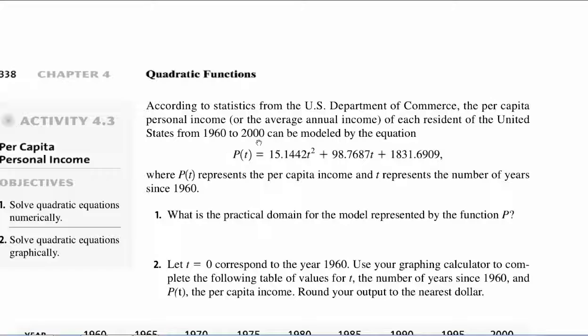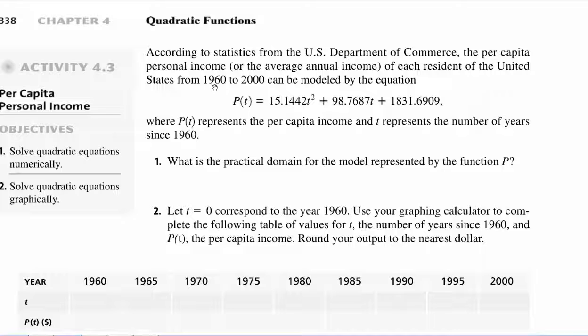From 1960 to 2000. And the T represents the time in years, or the number of years, since 1960. Right? We're given P of T represents the income, and T represents the number of years since 1960. So we're asked, what is the practical domain? Well, if we're going from 1960 to 2000, and T is the number of years since 1960, well, 1960 would represent 0, and 2000 would represent 40, right? The difference here is 40. So the domain will be T somewhere in between 0 and 40. So there's our practical domain.